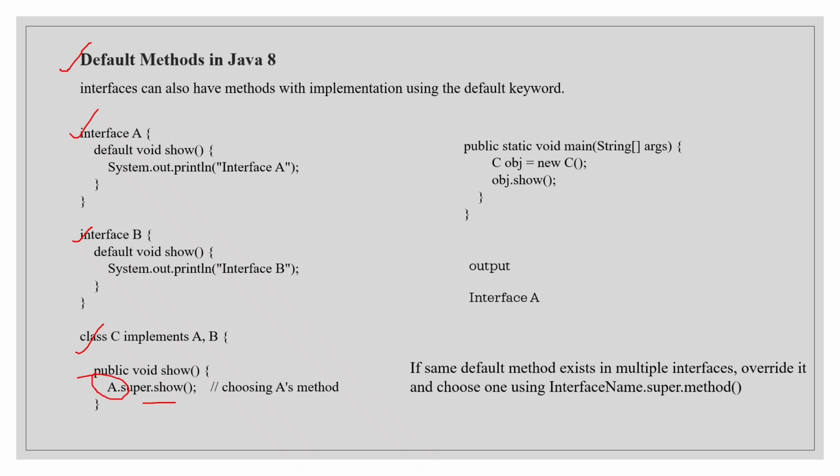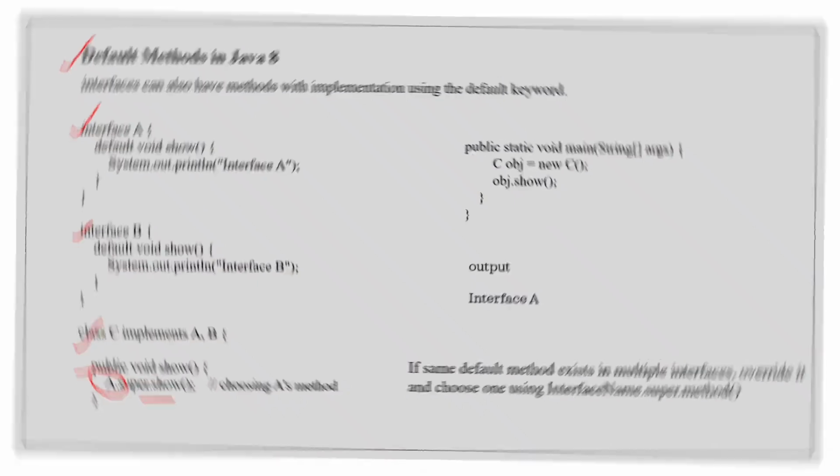In the same way, B.super.show means the show method from the interface B. This tells Java exactly which method implementation should be executed. So ambiguity is removed safely. That's why whenever the same default method exists in multiple interfaces, we override the method in the child class and explicitly choose one using interface name dot super dot method name. I hope you understand this.